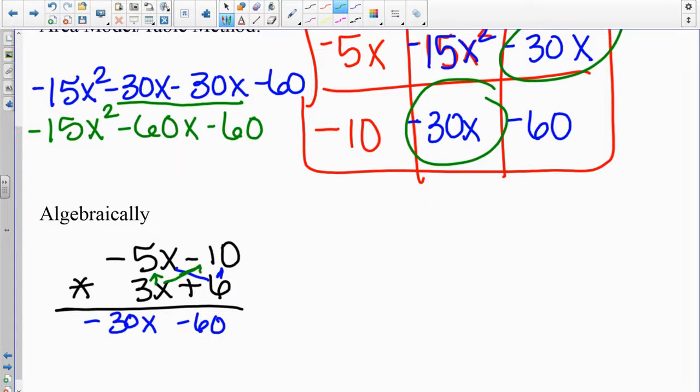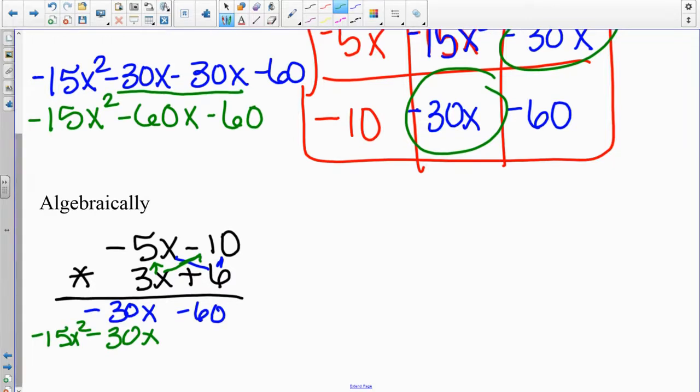The only problem with vertical is that you have to really focus on your signs in front of your terms. Just make sure you don't mix them up and you multiply everything times each other. So then we get 3x times that negative 10, which again makes negative 30x, and then 3x times that negative 5x, you get negative 15x squared. Go ahead and add those up.